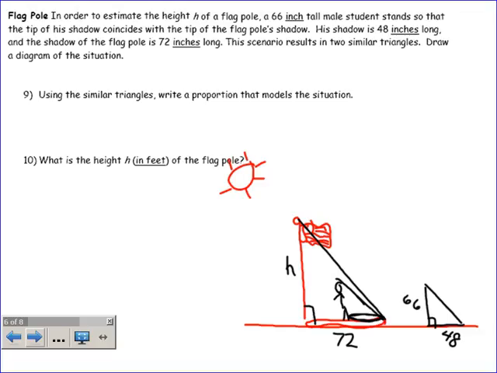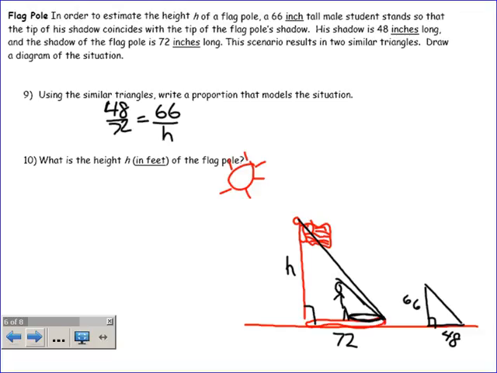Okay, I really think that drawing pictures is a really good way to do this, just so you can see what's related. If these are similar triangles, 48 is obviously related with the 72. The 66 is related with this unknown quantity, the h. So the first thing it says, using the similar triangles, write a proportion that models the situation. So what we could do is we could say, 48 over 72 equals 66 over h. There's lots of other ways you could have written that, but you are comparing similar pieces of it.